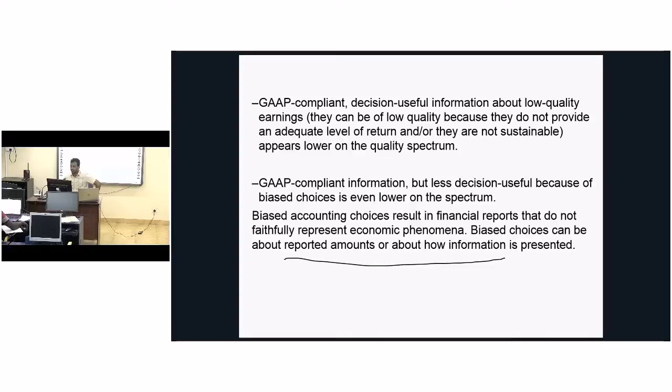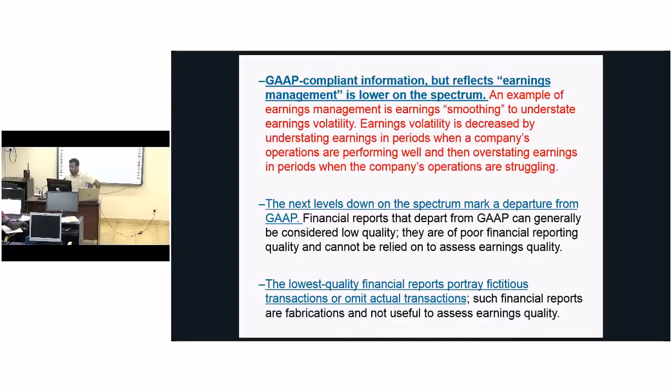Another area. Look this up. GAAP compliant information but reflects earnings management is low on the spectrum. An example is earnings smoothing. That means you are trying to manage the volatility of earnings. We call it earnings management. In some years it's high.